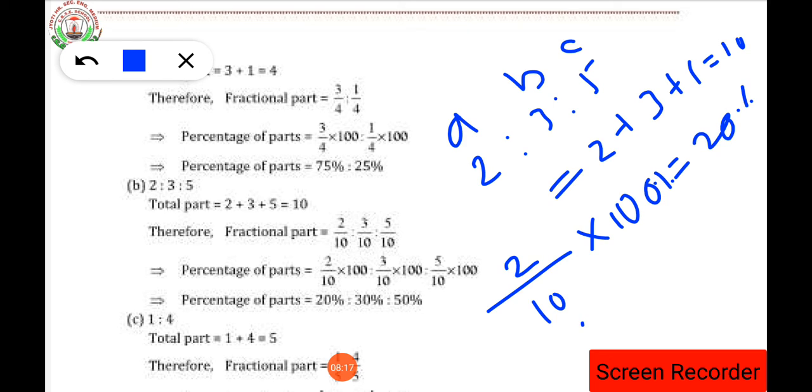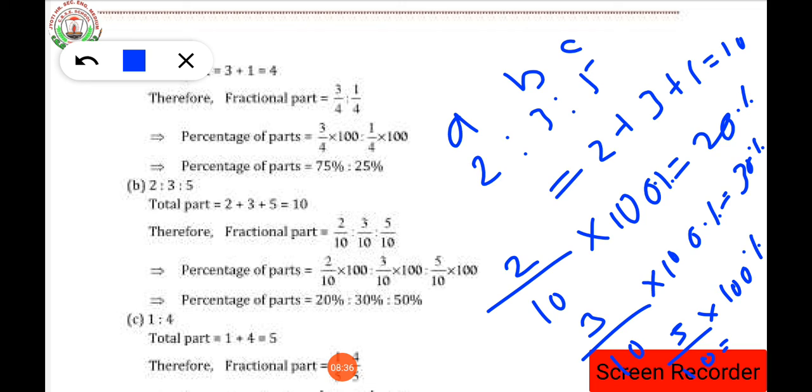In the same way, the B ratio is the second one. That means B is 3 and total ratio is 10 into 100%. So you will get the answer as 30%. Similarly for the third part, that is C, 5 upon total ratio 10 into 100%, you will get the answer as 50%. So when you add these 20%, 30%, 50%, you will get 100. 50 plus 30 is 80, 80 plus 20 is 100. So in this way we are getting 100%.